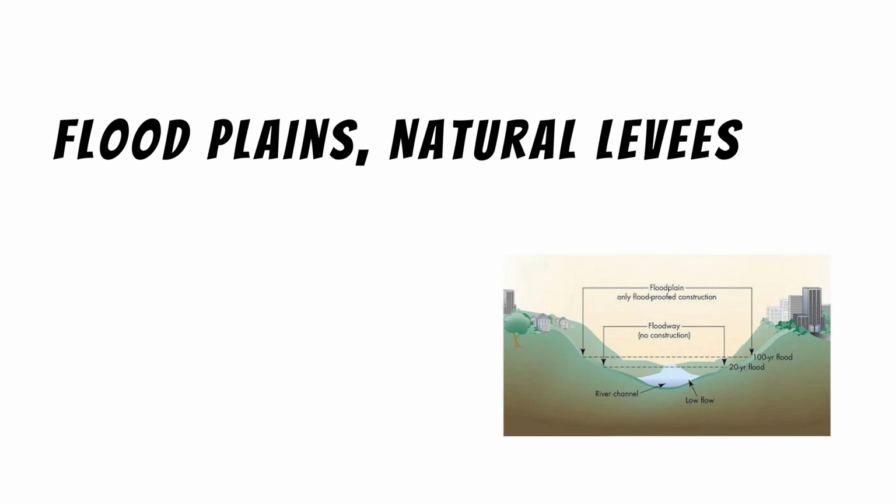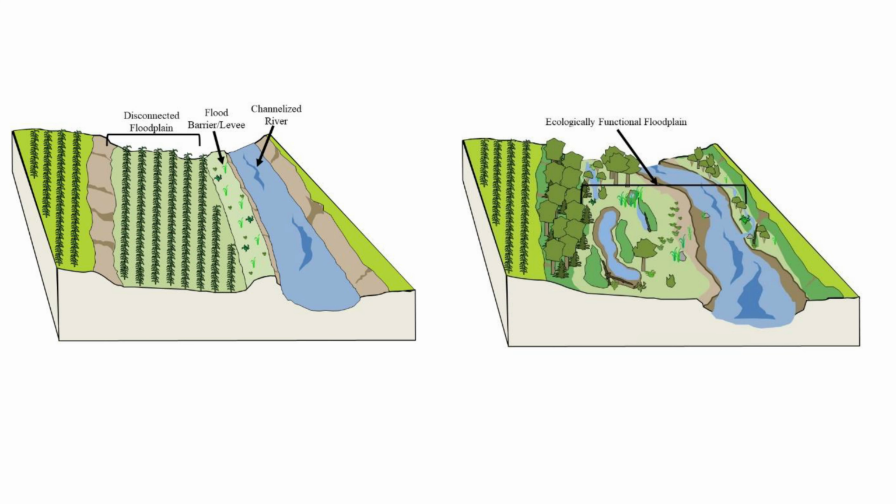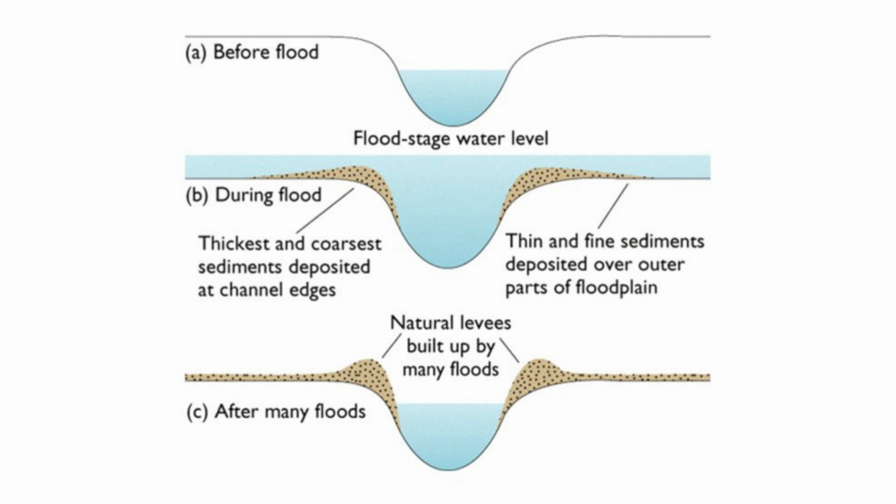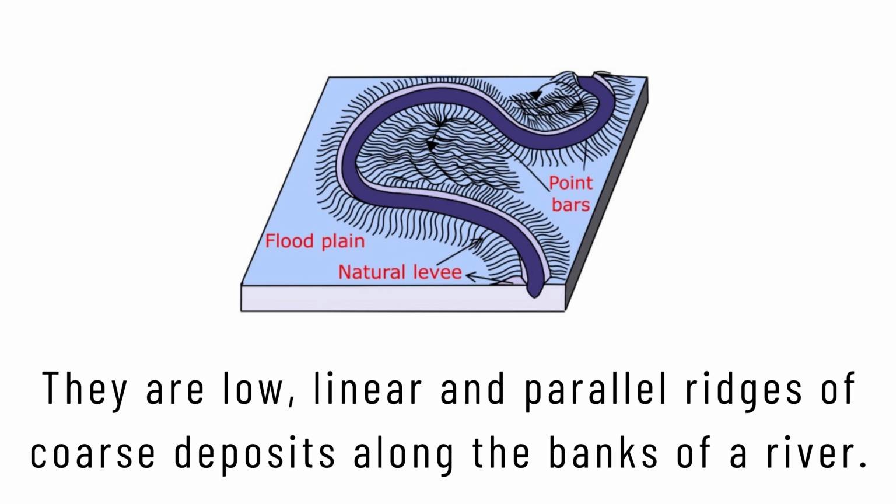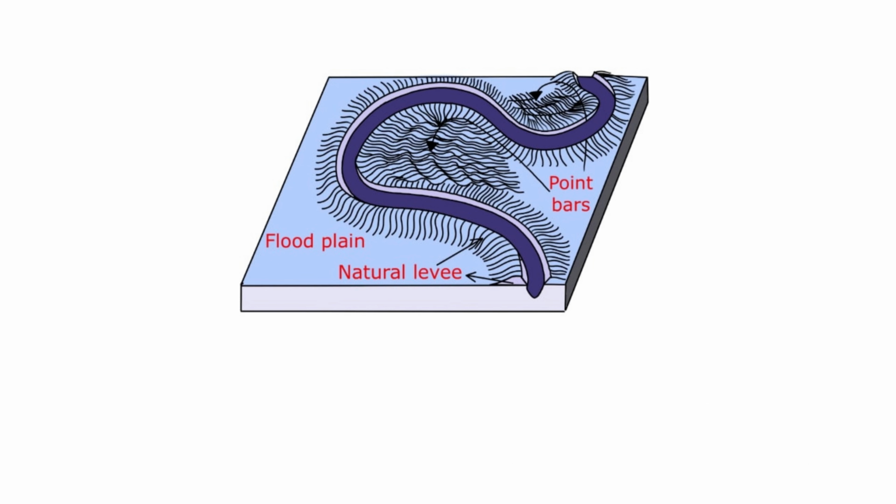Flood plains, natural levees. Deposition develops a flood plain just as erosion makes valleys. A riverbed made of river deposits is the active flood plain, and the flood plain above the bank of the river is the inactive flood plain. Natural levees are found along the banks of large rivers. They are low, linear and parallel ridges of coarse deposits along the banks of a river.